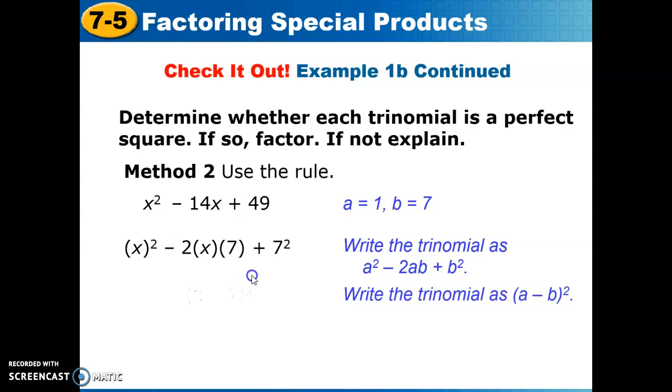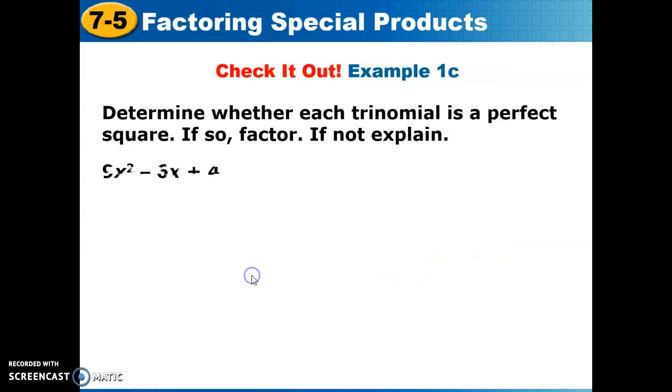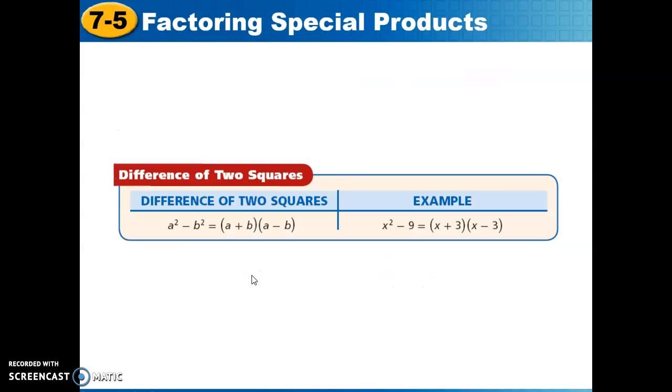I want to move on to difference of two squares, and then we'll come back to this. Okay, now the special case number 2 that we have is a difference of two squares.